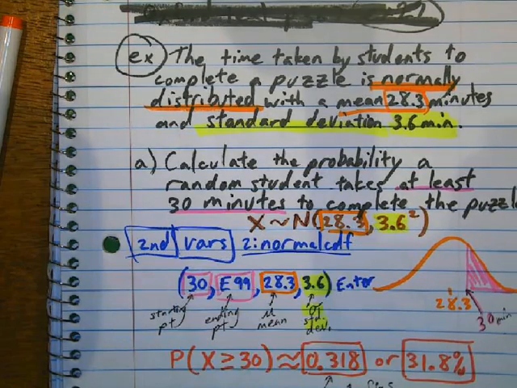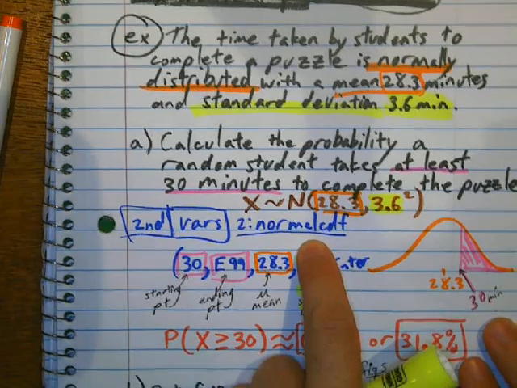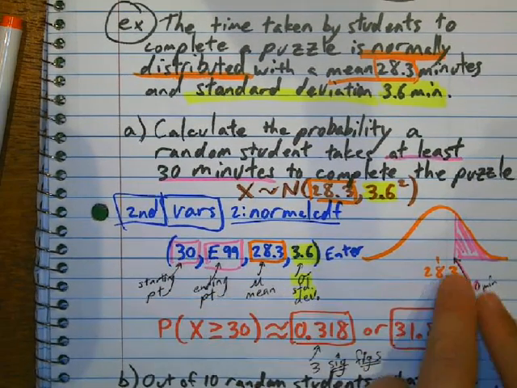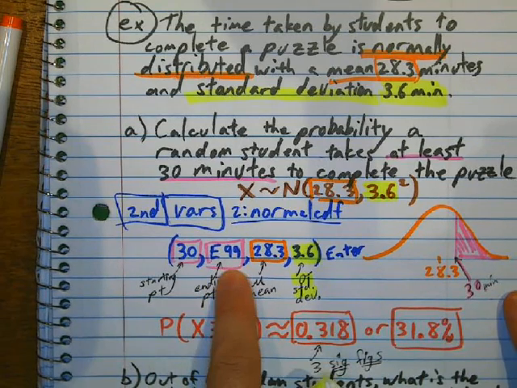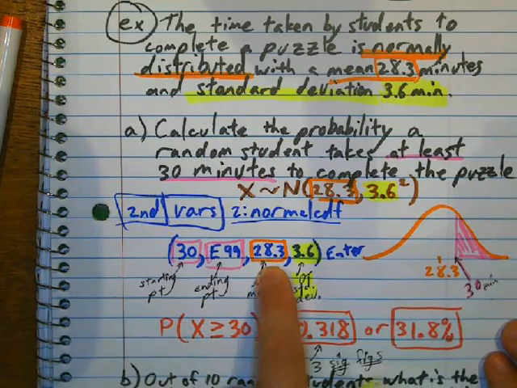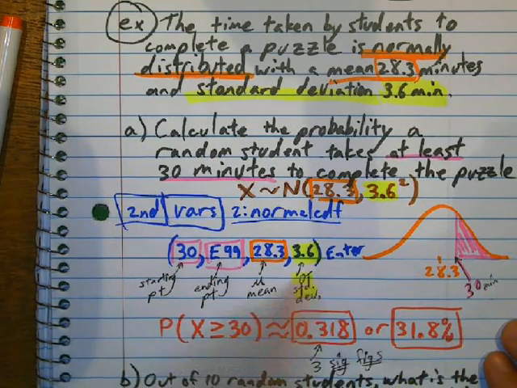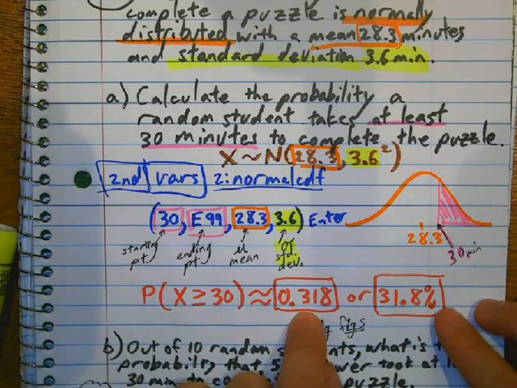So second var to get and then 2 for normal CDF. Our starting point is at 30. Our ending point is E99, comma, our mean is 28.3. Our standard deviation is 3.6. Type that all into the calculator, and then you get 0.318.